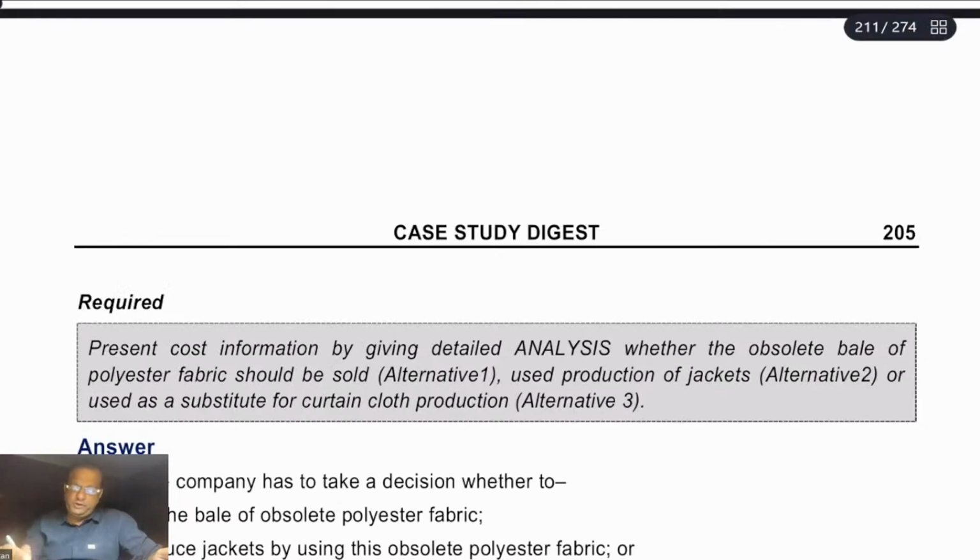Okay, beta. So let's start from the requirement part. We are having 3 alternatives: alternative 1, alternative 2, and alternative 3. So we have to decide which alternative is best from the organizational viewpoint. Okay. So let's start with alternate 1.